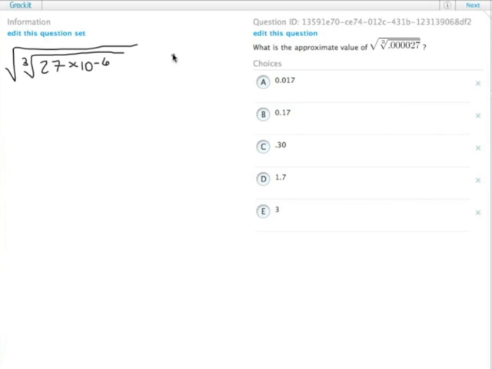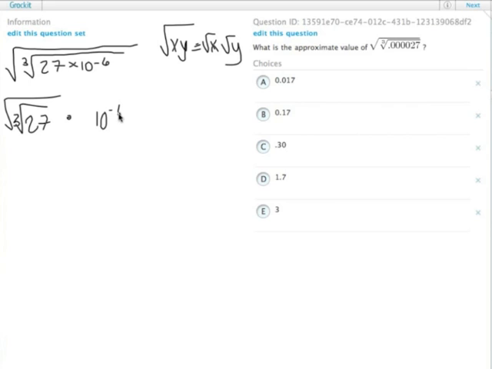Also remember with various exponents and things like that, if you have something like the root of x times y, that's the same thing as the root of x times the root of y. So you can separate out the two parts. So this is equal to the square root of the cube root of 27 times the square root of the cube root of 10 to the negative 6.